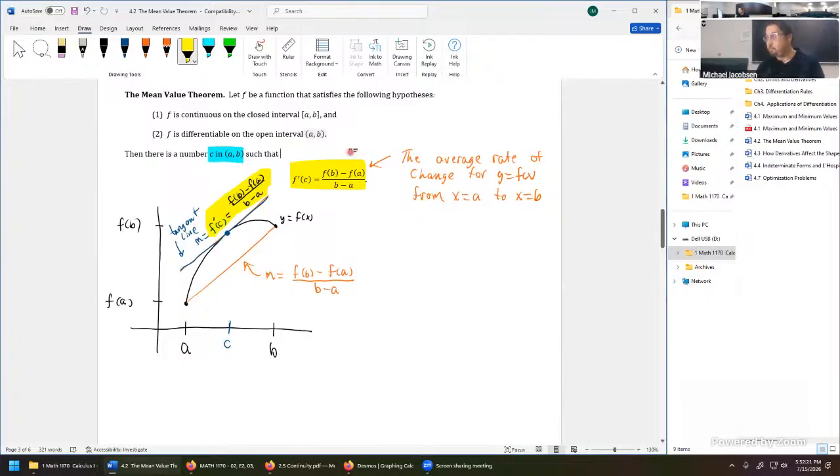So that's the tour through the mean value theorem. What we're going to do next is apply it in a concrete example. Any questions or comments at all, folks, with what we see here for the mean value theorem?